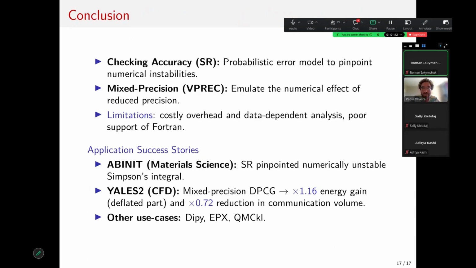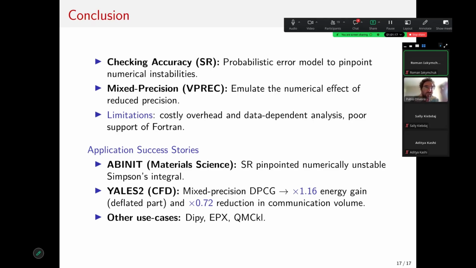So I'm going to conclude here. I've shown two backends, stochastic rounding and VPREC. Stochastic rounding mainly for checking accuracy, VPREC for evaluating mixed precision. Limitations: costly overhead, data-dependent analysis, and we have poor support of Fortran because we build on LLVM. This is getting better, but be aware there are alternatives.